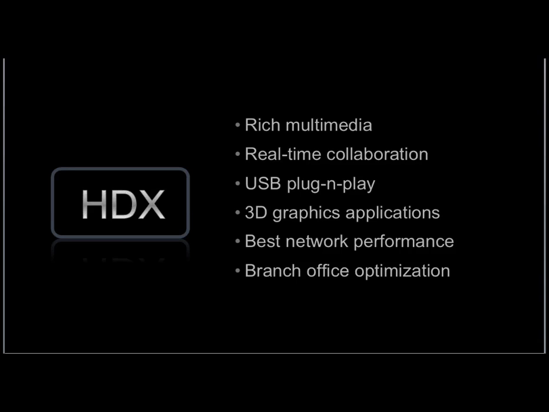Best network performance. User experience should not require considerable bandwidth. It should be optimized to create the best network performance so that you can provide the best user experience to all users across the network. And lastly, branch office optimization. With large enterprises moving to more and more branch office and virtual work styles, you must have a solution that can provide optimization and caching capabilities at those endpoint devices. And XenDesktop 4 delivers that.